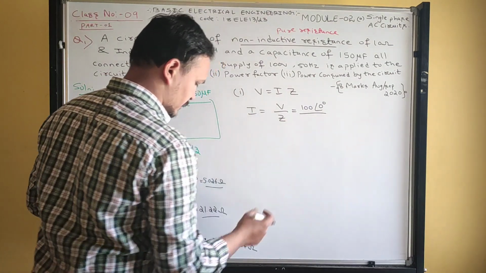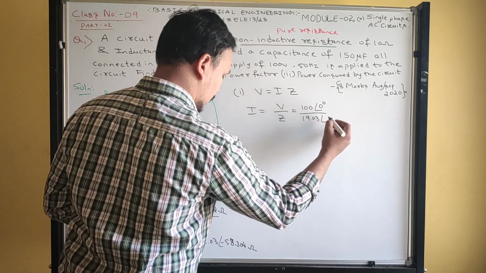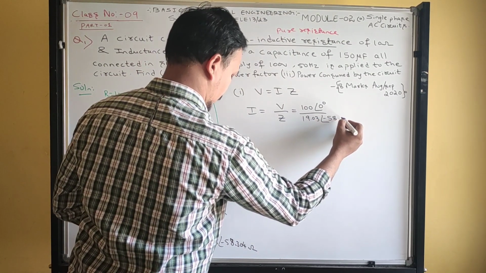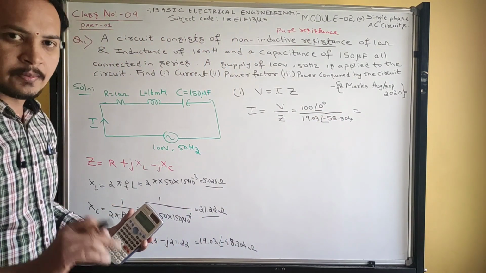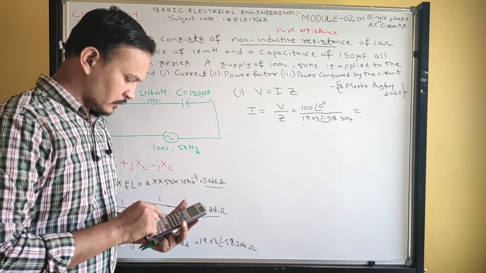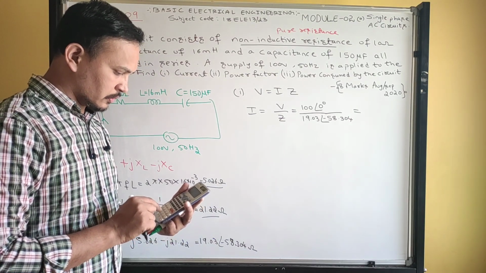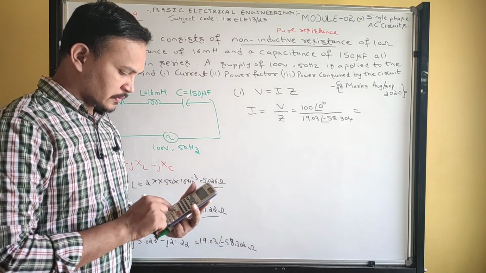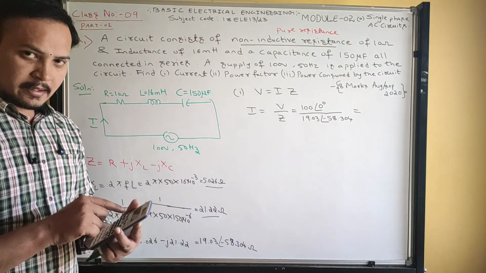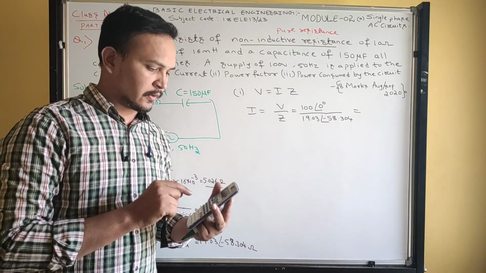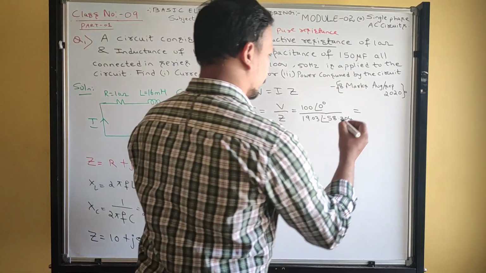So therefore you take 0 degrees. Then for impedance you write the polar form: 19.03 at an angle of minus 58.304. You do this in the calculator and keep the answer in polar form only. So 100 at an angle 0 degrees divided by 19.03 at an angle of minus 58.304. Some calculators will default to rectangular form. You convert into polar form and then write down that value.